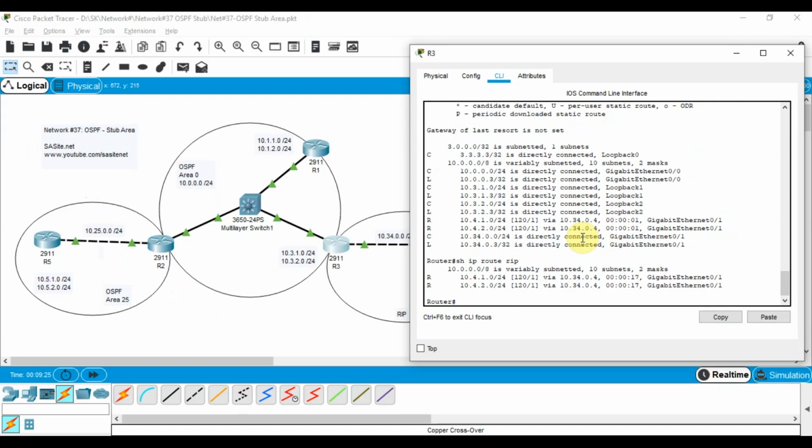Only specifically show the RIP network for us. Okay, very good. So now it's time to configure the OSPF.